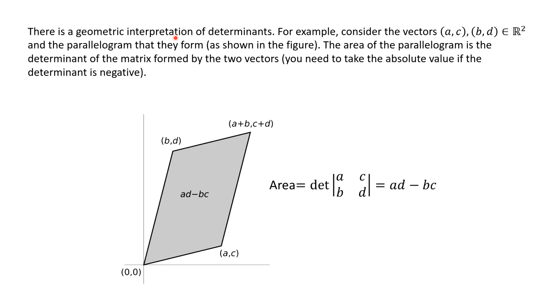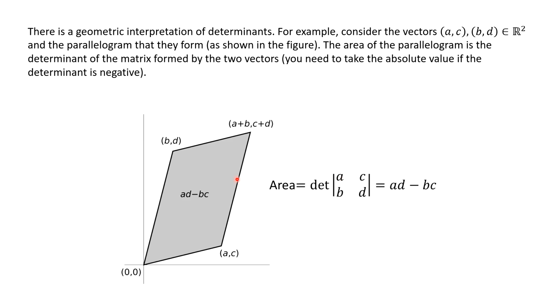There's a geometric interpretation of determinants. We'll look at the interpretation in 2 dimensions. For example, consider the vectors (a, c) and (b, d) in R2 and the parallelogram that they form, shown in the figure, this gray area. The area of the parallelogram is the determinant of the matrix formed by the 2 vectors. And I should say the absolute value of the determinant, because if it's negative, you don't have negative area. But other than that, it's the determinant.